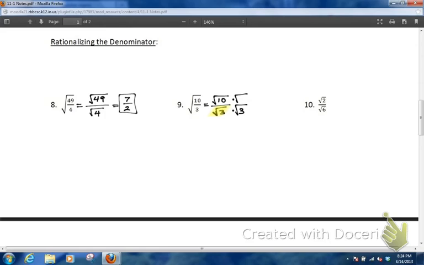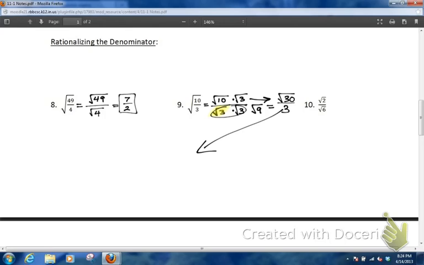Because I know that multiplying by the same exact square root is going to give me a perfect square. What is the square root of 3 times the square root of 3? Well, it's the square root of 9, which is just going to be 3. So I've eliminated radicals in the bottom by producing a perfect square. Now, what is the square root of 10 times the square root of 3? Well, that's going to be the square root of 30. Now, I'm not done, however.